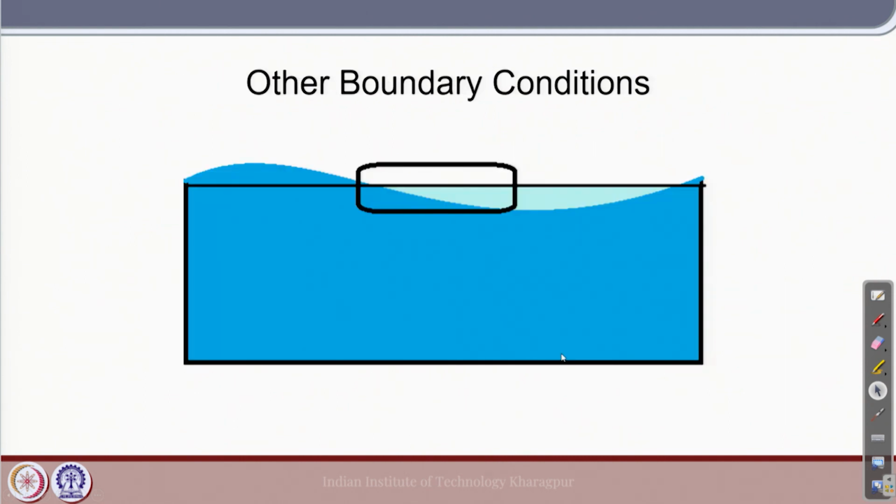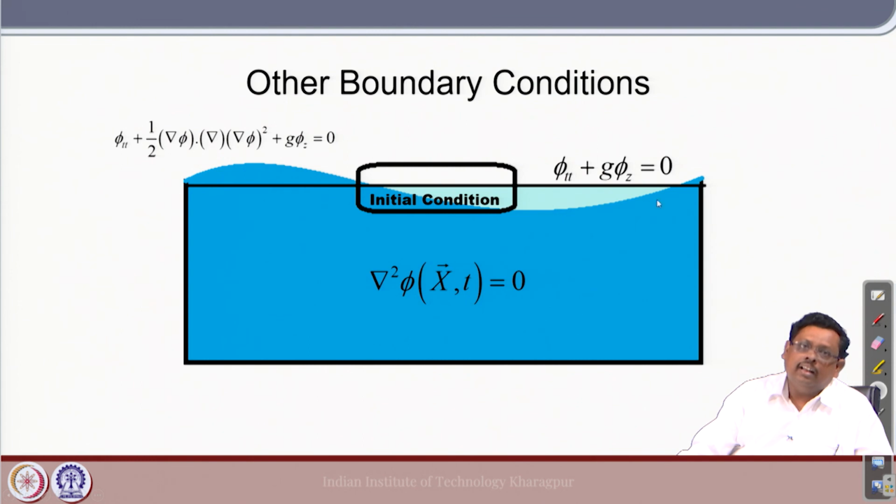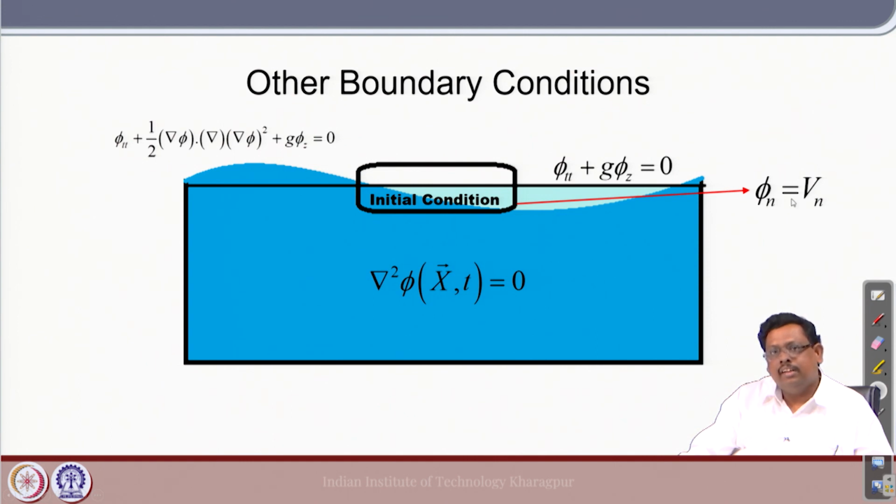Now, let us see mathematically what boundary conditions we are talking about. This is del square phi equal to 0, which is applied in the whole fluid domain. We discussed this in the last class, and the initial condition we will discuss again later. This is your nonlinear free surface boundary condition, applied to the free surface, and this is the linearized free surface boundary condition, applied at z equal to 0.